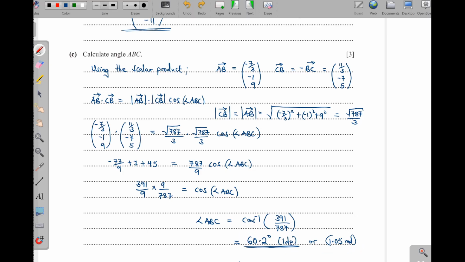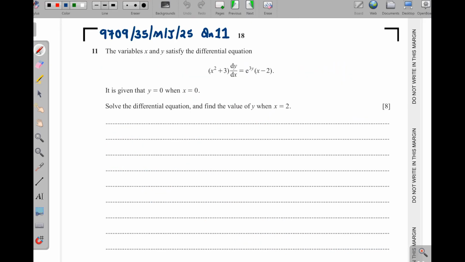Don't waste that time. And the last question of this paper is coming from differential equations. The variables x and y satisfy the differential equation. This one here, it is given that y is equal to 0 when x is equal to 0. Solve the differential equation and find the value of y when x is equal to 2.